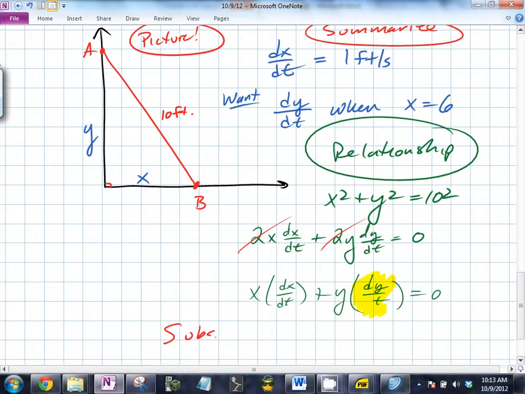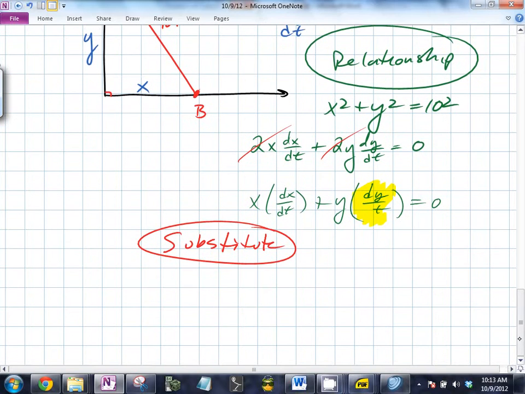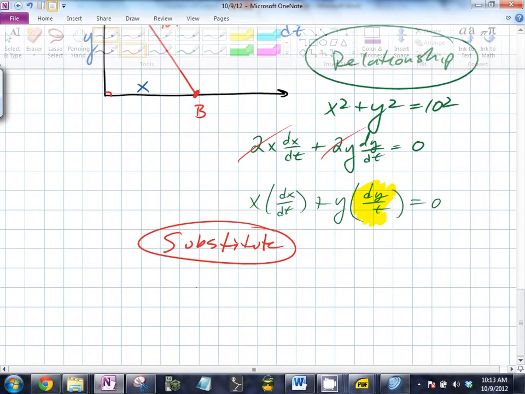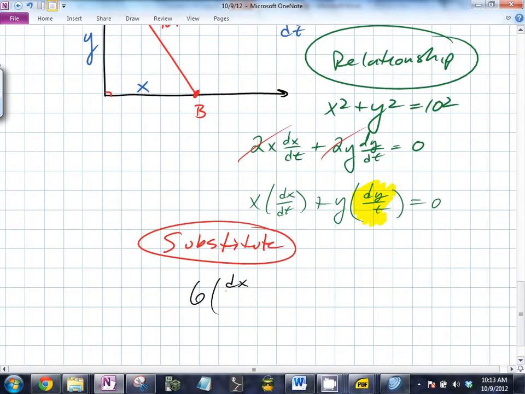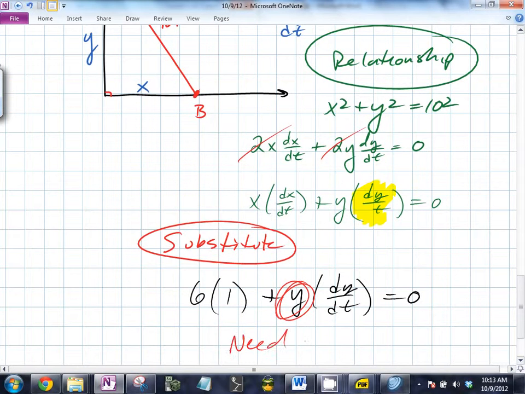We know a lot. Do we know what x should be? What should x be? 6. Do we know dx/dt? What is it? 1. So 6 plus y times dy/dt is equal to... What's the last thing we need a value for? We need y. We need y when x is 6.